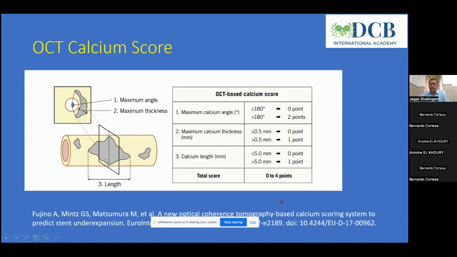So in this study, they found if the total calcium score is 4 points, then it was associated with stent under expansion. So this is very simple. It's also known as rule of fives because this is half, 50% of the arc, more than 50% of the arc, that is more than 180 degree, and thickness is more than 0.5 and length more than 5 millimeter. So this is OCT calcium score.